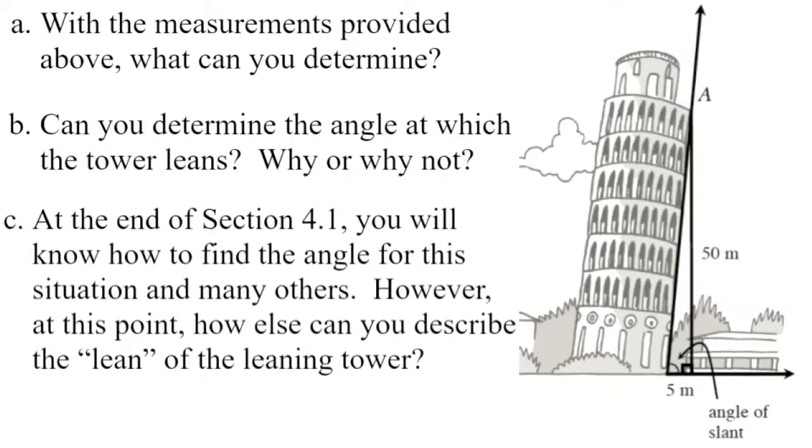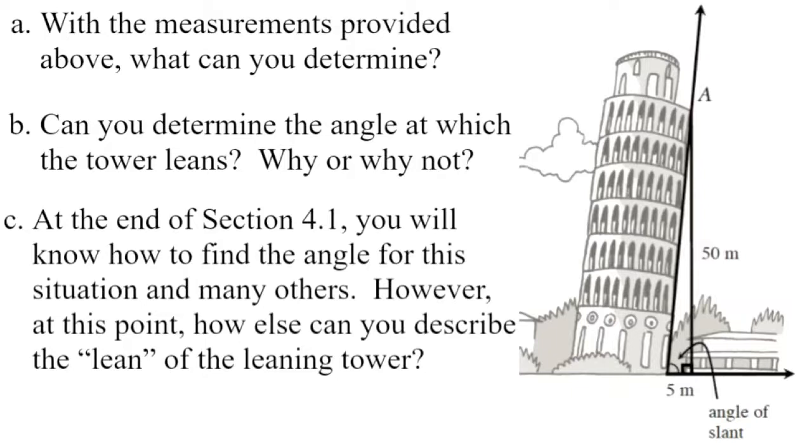Part B asks, can you determine the angle at which the tower leans? Why or why not? So this is the information given. You can't use a protractor. You can't just hold a protractor up to the screen and try and measure it. It's not going to be accurate. Remember, we don't trust the picture. We trust the numbers. And so basically just could you or could you not? If the answer is no, that's okay.